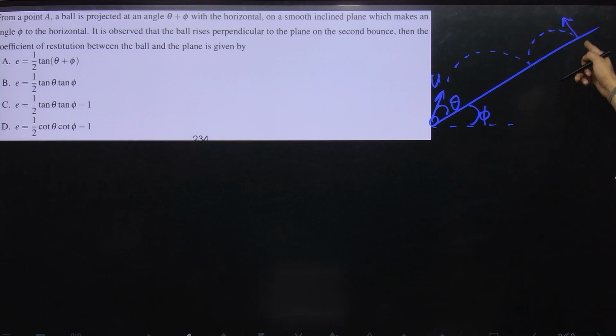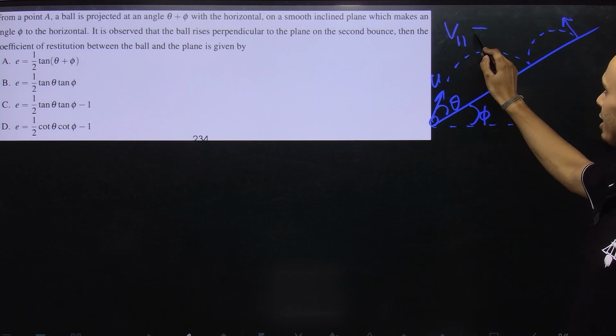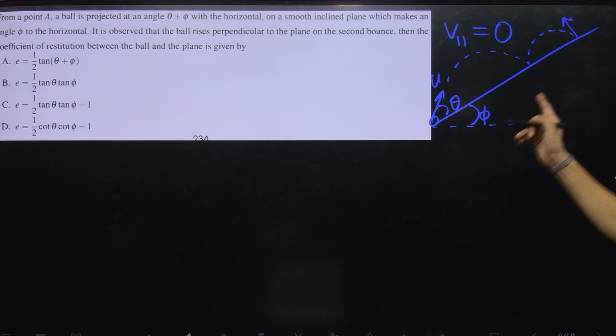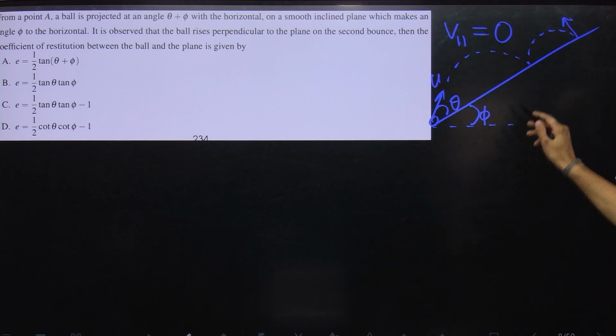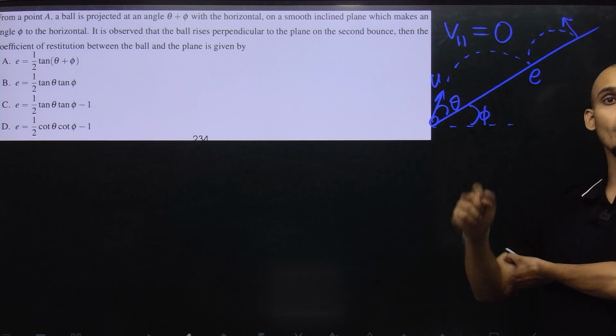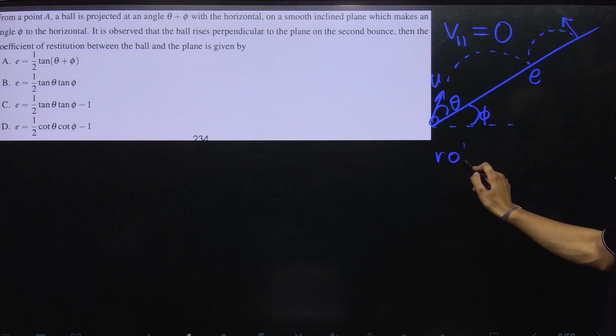That is, after the second bounce the velocity of the ball parallel to the inclined plane becomes equal to 0. This is the condition that we need to check after the second bounce. And let the coefficient of restitution with the inclined plane be e. We know that the acceleration due to gravity is g in the vertically downward direction. But since we need to check the parallel component of velocity, it will be better if we rotate our axis.